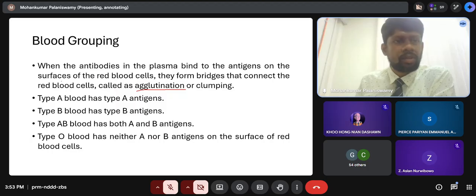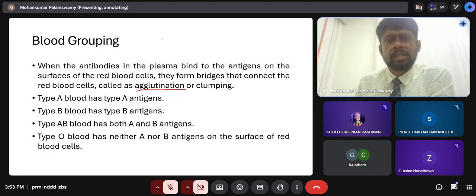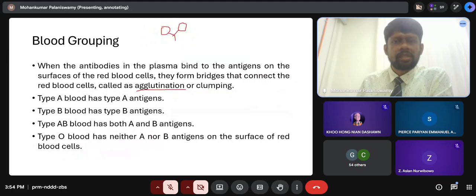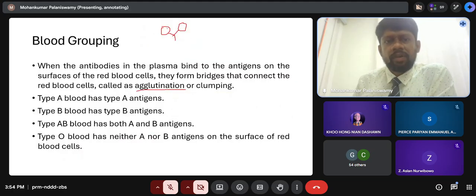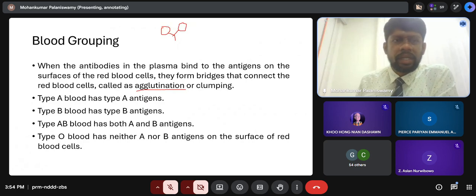How to mention, how to draw. When the antibodies in the blood bind with the antigens on the surface of the red blood cell, they form bridges. I have a picture, I will explain it over there. So it forms a bridge like this. These are antigens. These are antibodies. So when they are attracted to each other, they form a clumping or agglutination.